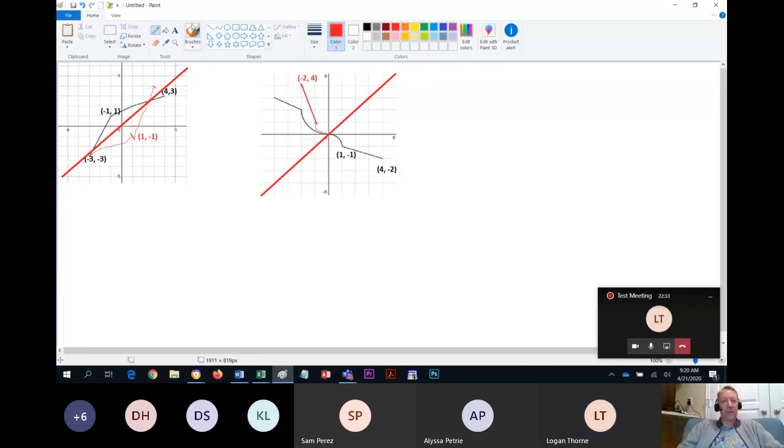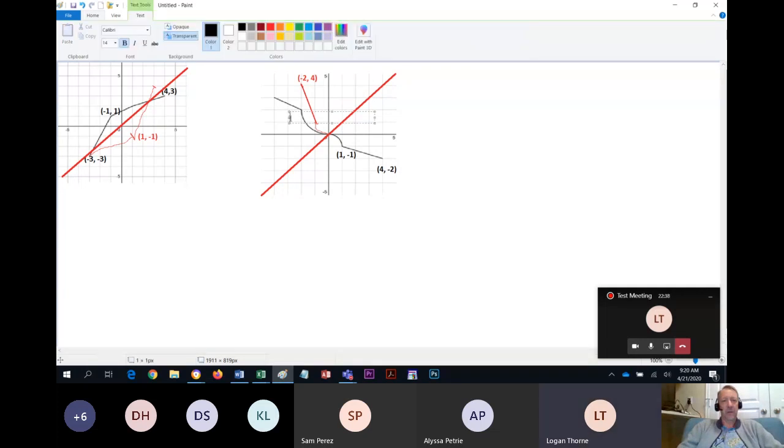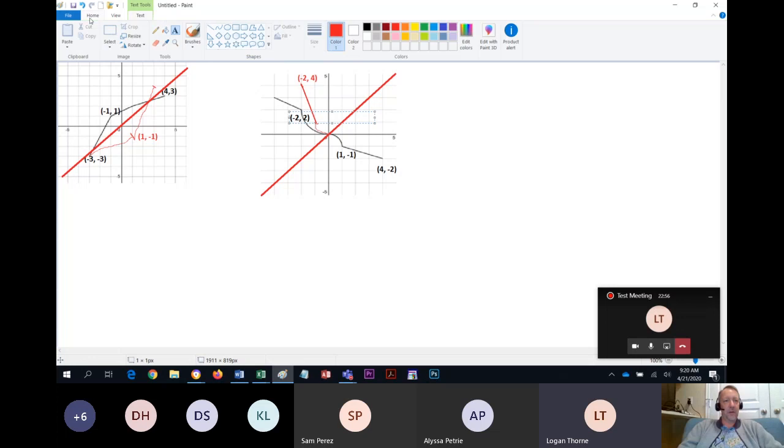Now the next point is -2, 2. So what's the inverse point? 2, -2. So that's going to be this point right here. Go back to my pencil. 2, -2. Okay. So this is going to be the mirror image of that, which is going to look like this.